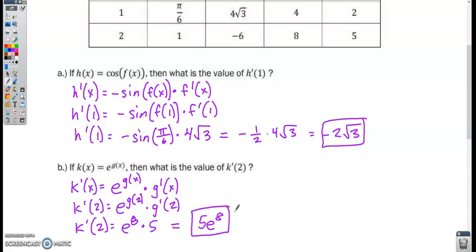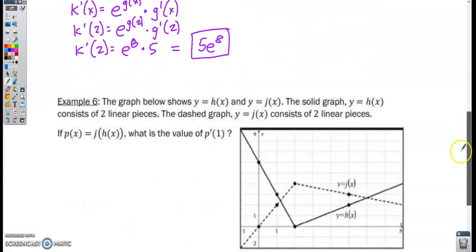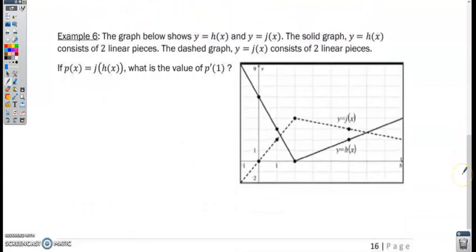All right. One more problem we're going to do this time. Instead of using a table of values, we're going to approach it from a graph instead. We've got two functions here. The graph shows y equals h(x) and y equals j(x). The solid graph y equals h(x) consists of two linear pieces. The dashed graph y equals j(x) also consists of two linear pieces. If p(x) is equal to j(h(x)), what's the value of p'(1)?